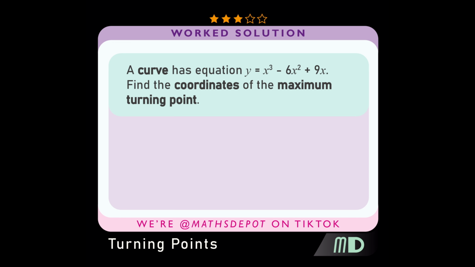Now in this video, we're going to answer the following question. A curve has equation y equal to x cubed minus 6x squared plus 9x. Find the maximum turning point.